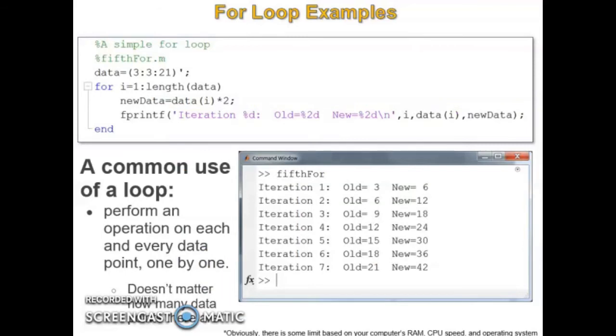Here is another common use of a loop. Perform an operation on each and every data point one by one. In this case, we have data which has a range of 3 to 21 with an increment of 3. We need to print the new data and the old data. Initially, we have 3. The new data is being multiplied by 2. So it will display 3 and 6 until it reaches the out of range.